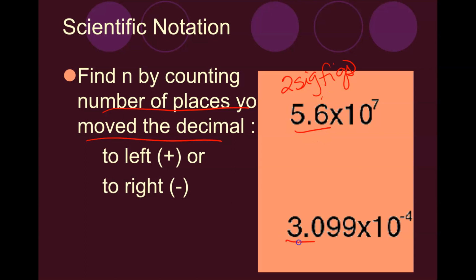Okay. Here, it's 3.099 times 10 to the minus 4th. I have 4 sig figs. And this 0 is significant because it is sandwiched in between 2 significant digits. Here it's understood as positive, so I know this is a large number. Here is negative, so it is a small number.